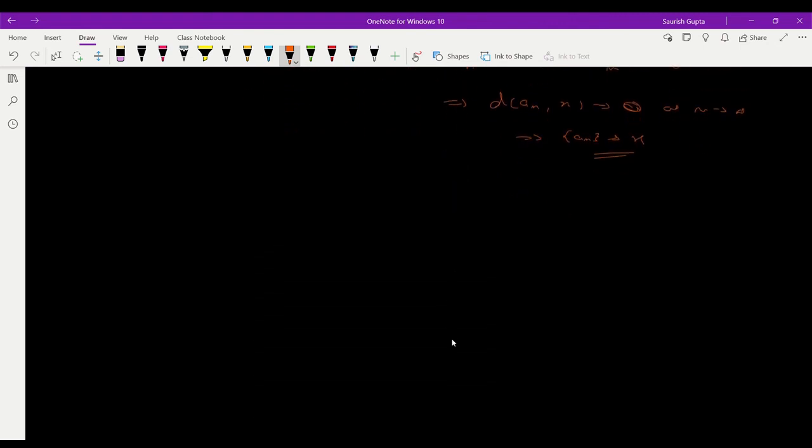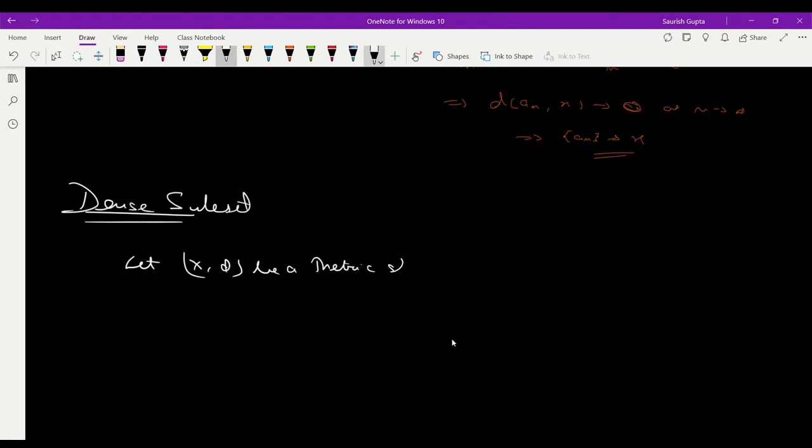Now we move on to our next terminology, which is dense subset. Let (X, d) be a metric space. Let A be a subset of X. We say A is dense in X if the closure of A equals X. That is, if every element of the whole metric space is a closure point of A, then we say that the subset is dense in X. Is it clear?